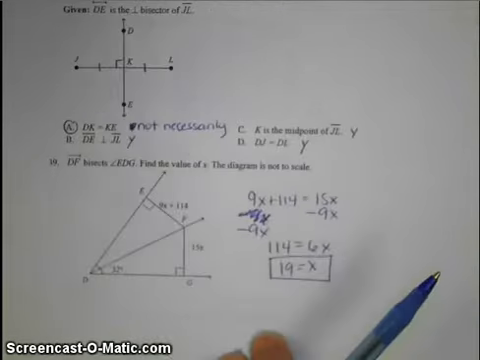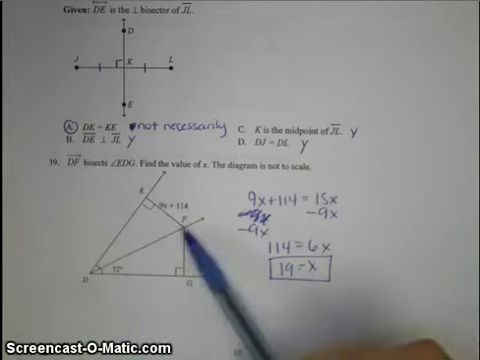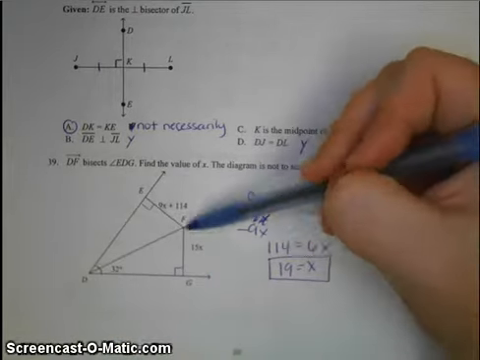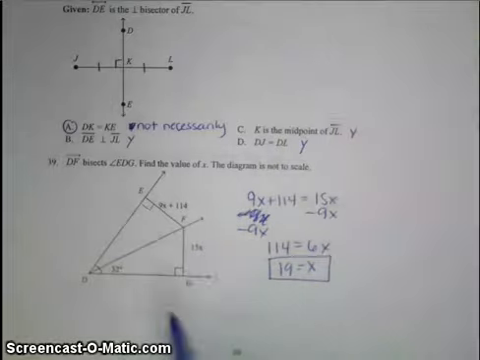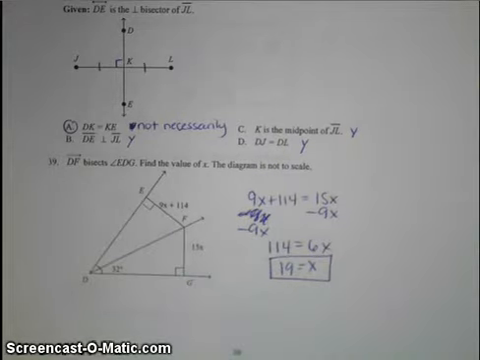Number 39. DF bisects angle EDG. Find the value of X. I know that when I have an angle bisector, any point along that angle bisector is equidistant from those sides. So those two measurements are congruent. So when I set them equal to each other, I get X equals 19.